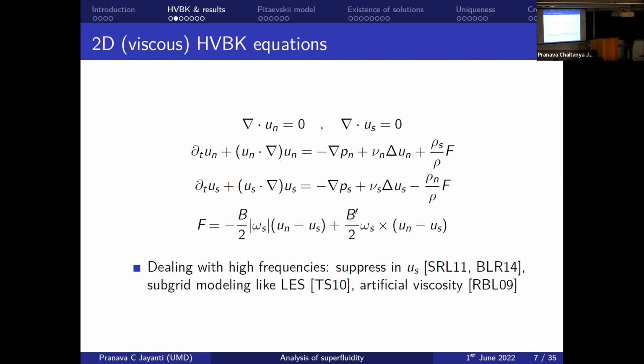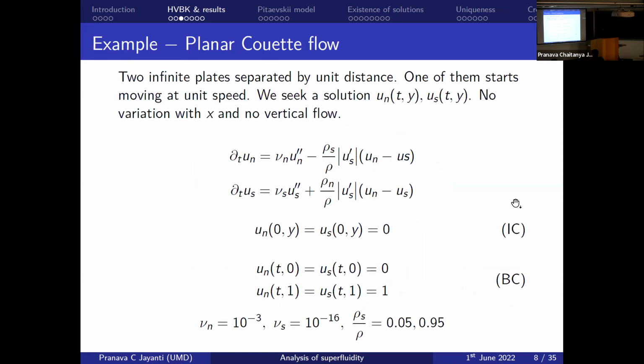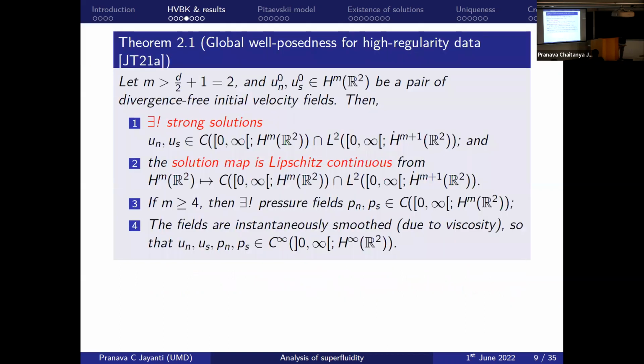Now in the literature, there are 3 different methods of dealing with this. There are some papers where they've just straight up suppressed the superfluid velocity and its higher frequencies, the higher modes. There are some works where they have added some subgrid modeling like large eddy simulations. And there are other papers where they've used an artificial viscosity model. So here we assume this artificial viscosity. And I am going to comment a little more about this later on in the talk, but usually this viscosity is taken to be a few orders of magnitude lesser than the normal fluid viscosity. I'm going to skip this for now and come back to it later on if time permits.